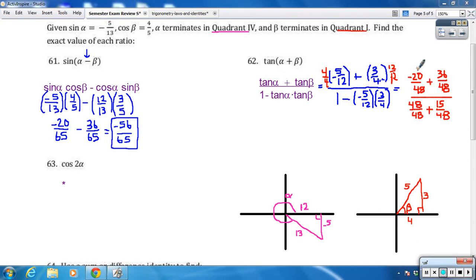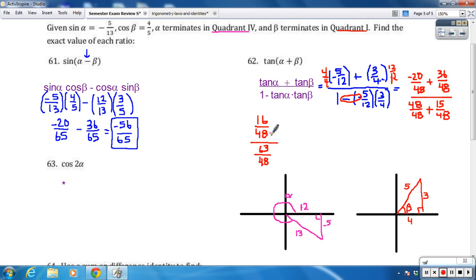So let me go ahead and make those changes. Okay, so this gives me negative 20 over 48. 3/4 becomes 36 over 48. 1 becomes 48 over 48. And these two multiplied together give me 15 over 48. Notice since I had a negative sign and a minus sign, I went ahead and turned it into a plus sign. So now let's go ahead and add the numerator together. So we're going to get 16 over 48. And the denominator combined is going to be 48 plus 15 is 63 over 48.